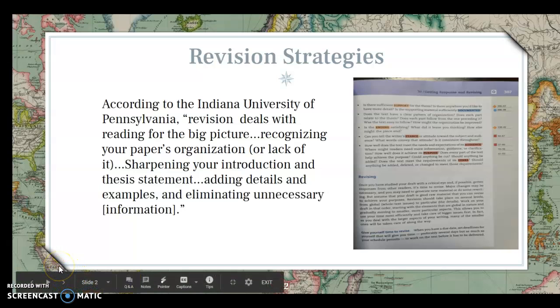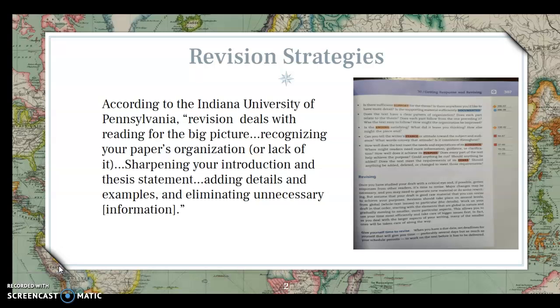Okay, so revision strategies. According to Indiana University of Pennsylvania, revision deals with reading for the big picture, recognizing your paper's organization or lack thereof, sharpening your introduction and thesis statement, adding details and examples, and eliminating unnecessary information. Okay? And then I also have a picture from our textbook.